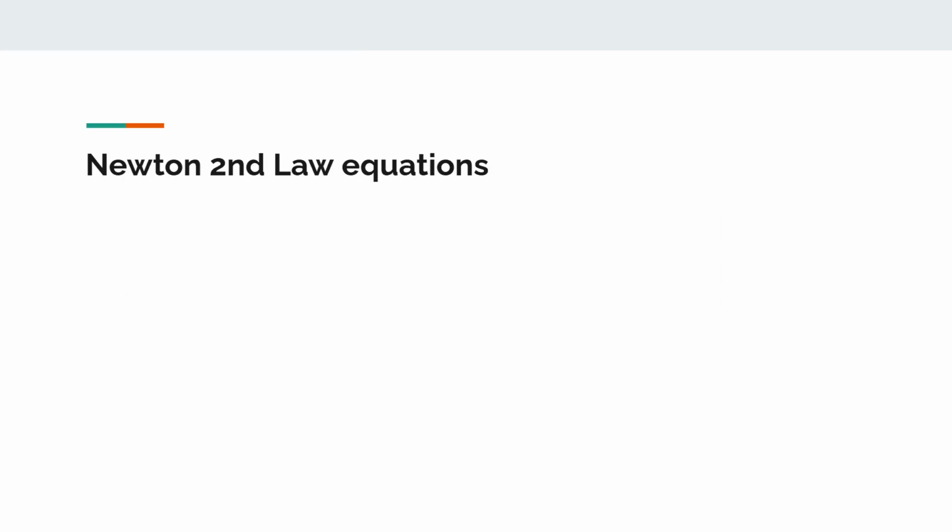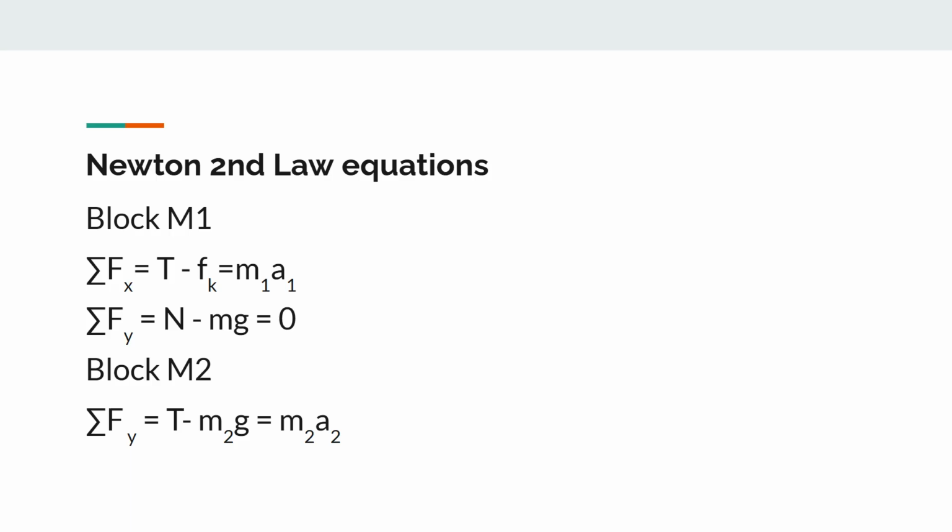And then from those, we get our second law equations. For M1, the sum of the forces in the x equals tension minus kinetic friction equals mass 1 times acceleration 1. We also have the y for block 1: the sum of the forces in the y equals normal minus m1 g equals 0. And for block 2, the sum of the forces in the y equals tension minus mass 2 times gravity equals mass 2 times acceleration 2.